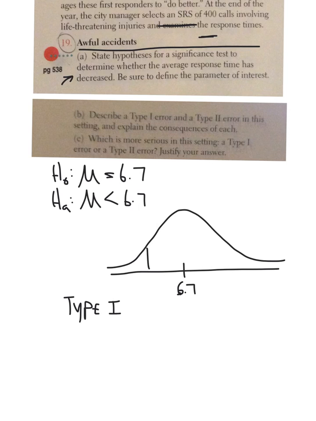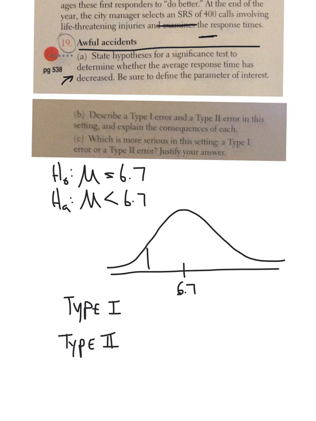Now let's just say that we take a sample, 400 calls or whatever, and we get a sample that's really low. The average is pretty low, well down here. So a type 1 error is we reject the null hypothesis in favor of the alternative hypothesis, even though there was no change. So we made a mistake. We think that they're getting better. Okay, there's that.